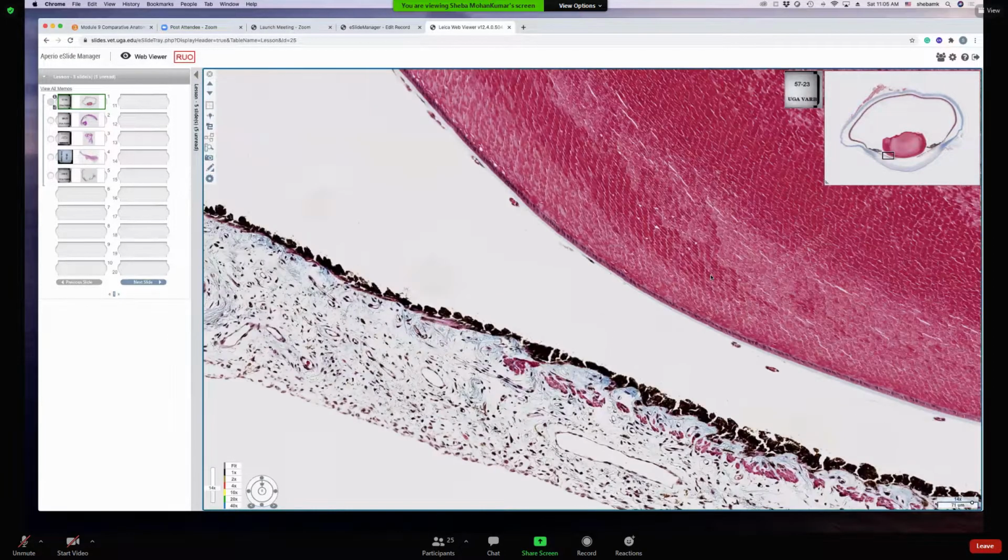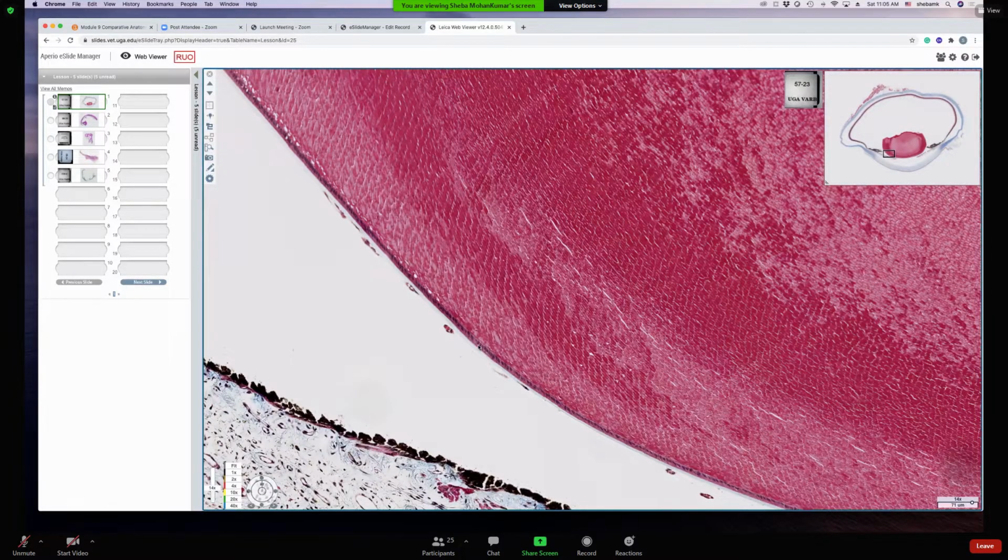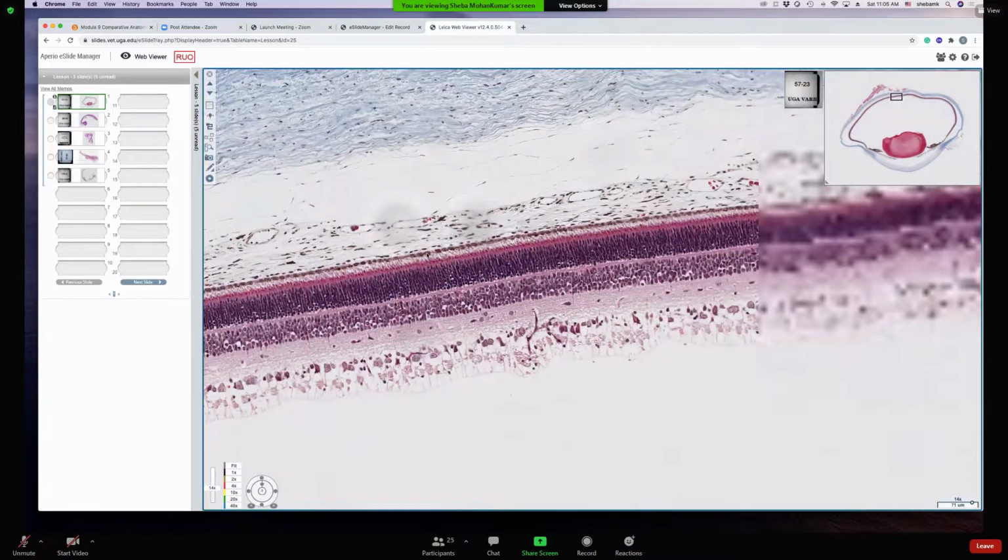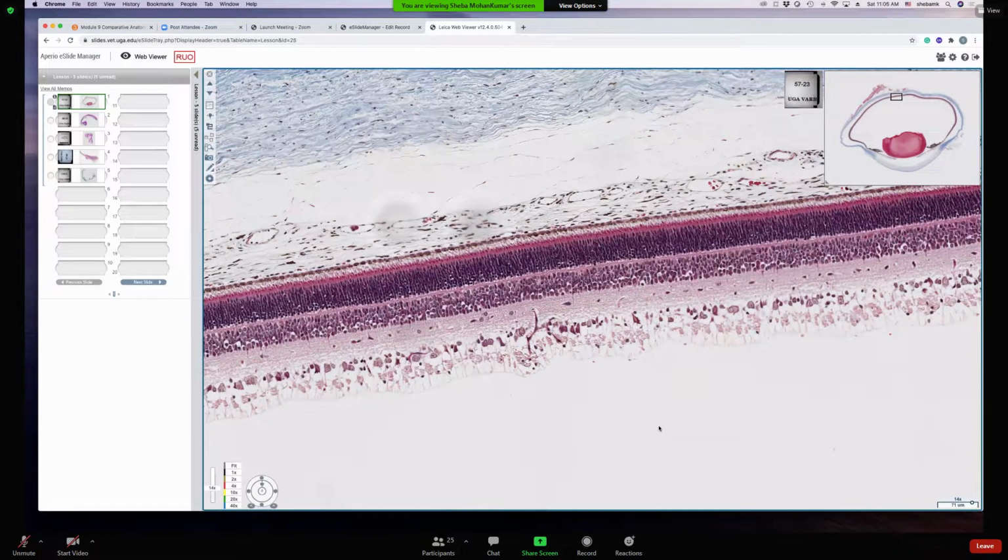So this is the lens, right? And this would be the lens capsule. Okay, then you have to know the different parts of the retina. So this would be the nuclei of the photoreceptor cells, okay, outer nuclear layer. This would be the layer of bipolar neurons, okay. So this would be the inner nuclear layer right here, okay. This is the ganglion cell layer right here.